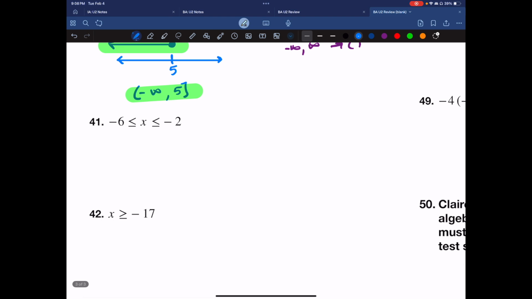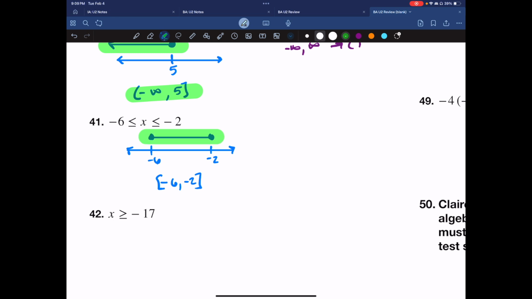On 41, again, going for the graph, I got -6 on one side, -2 on the other. Both of them have the bar underneath the inequality. So that means I'm going to have a closed circle here, closed circle here, and a shade in between. So that should also mean that when I go to write my interval, I got -6, comma, -2. And because of both of them having a closed circle, it's going to be bracket on one side and bracket on the other. Okay. So there's that.